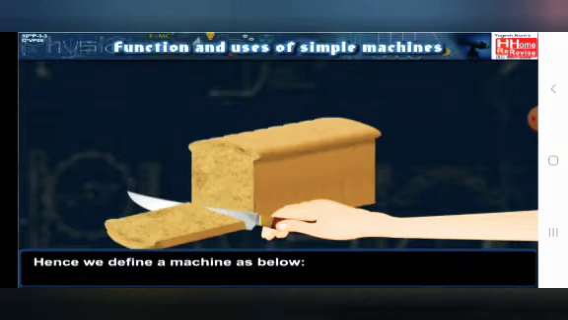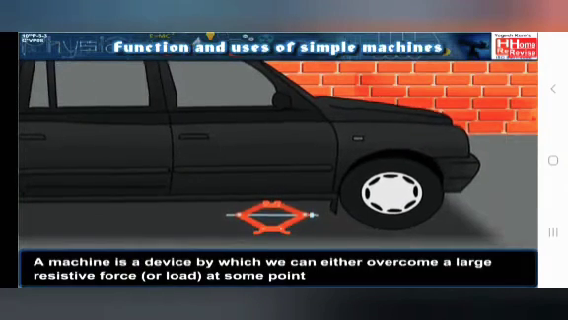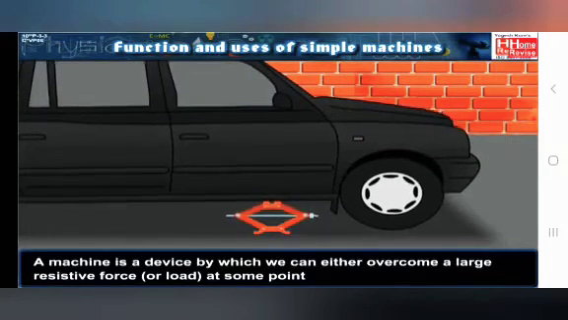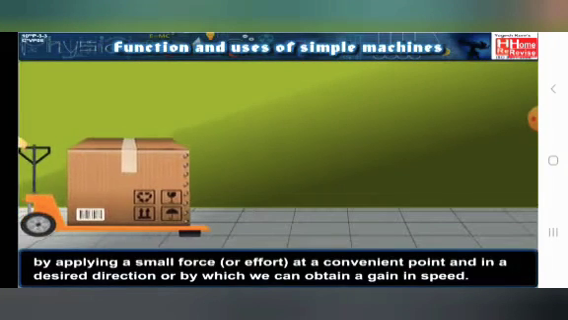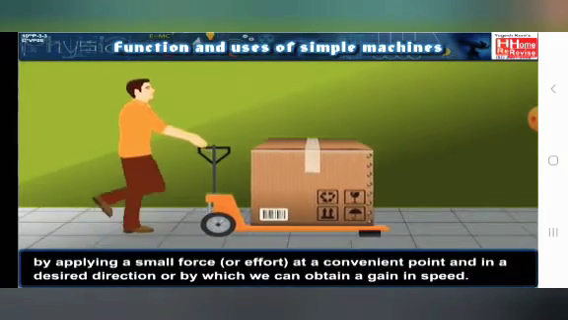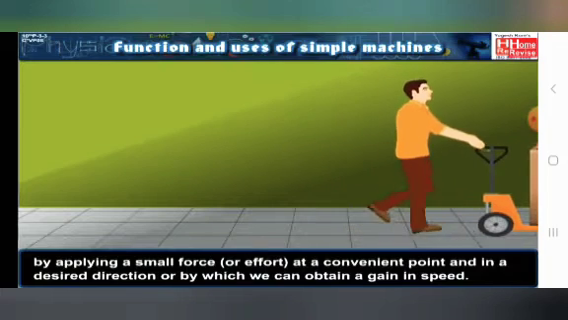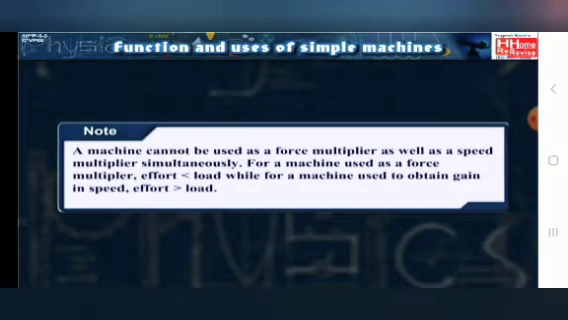Hence, we define a machine as below. A machine is a device by which we can either overcome a large resistive force or load at some point by applying a small force or effort at a convenient point and in a desired direction, or by which we can obtain a gain in speed. Note: a machine cannot be used as a force multiplier as well as a speed multiplier simultaneously. For a machine used as a force multiplier, effort is less than load, while for a machine used to obtain gain in speed, effort is greater than load.